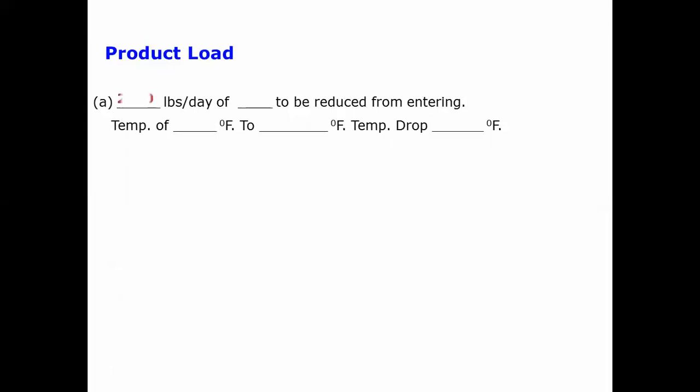Now, first one, product load. So for the product load, how much is the weight? How many pounds? 2,000 pounds, right? 2,000 pounds per day of what is our item? Milk, correct? Entering from a temperature of 95 degrees to how much? 35, correct? And the drop will be 60. So the product is milk, and the capacity is 2,000.